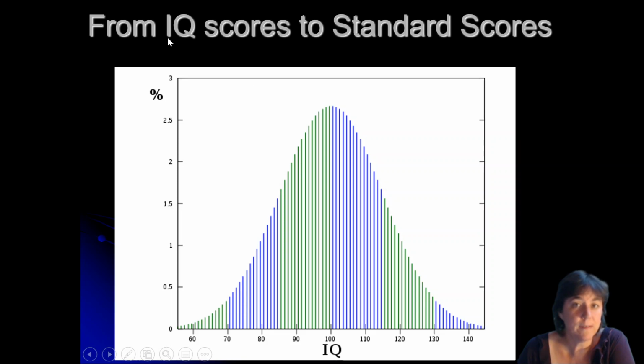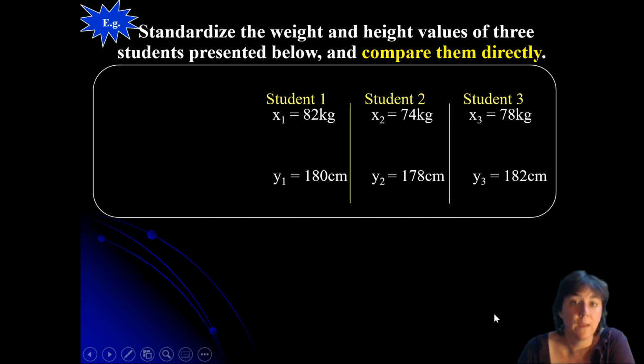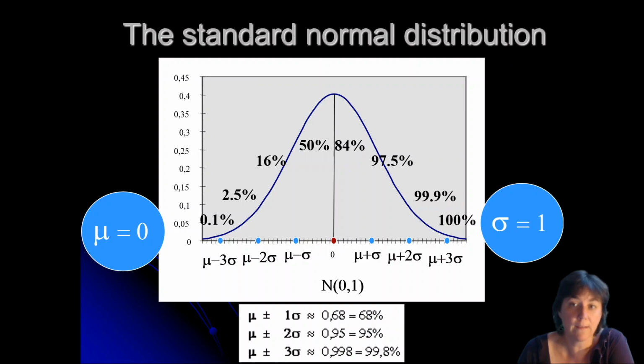Probably the best example is the IQ scores, to go from IQ scores to standard scores, and let's see how it's done. Of course, this is a standard normal distribution where the mean is always 0, as we've stated, and the standard deviation is 1. So let's have some good practice here. First, let's use the z-score and standardize the weight and the height values of 3 students and compare these height and weight data directly by standardization. Remember, we can do that.